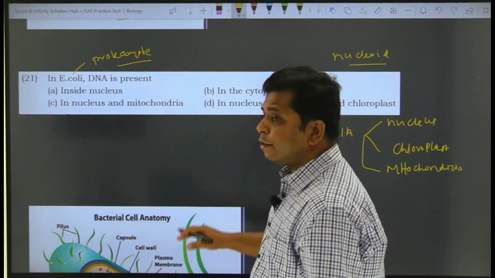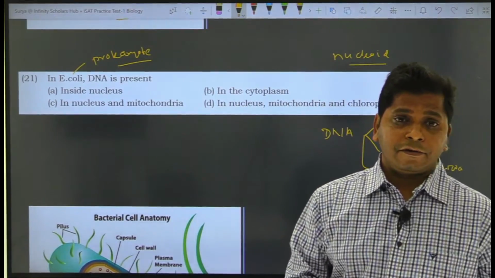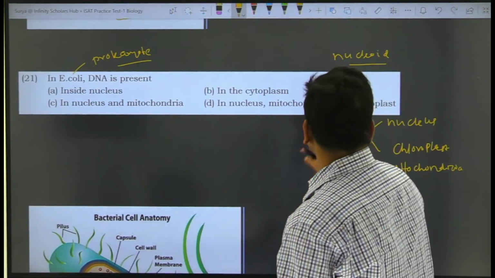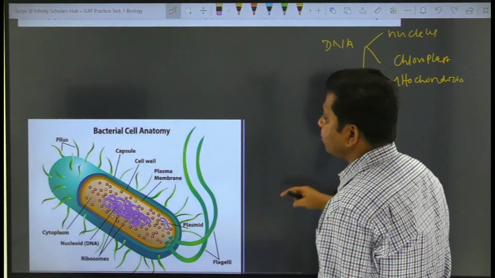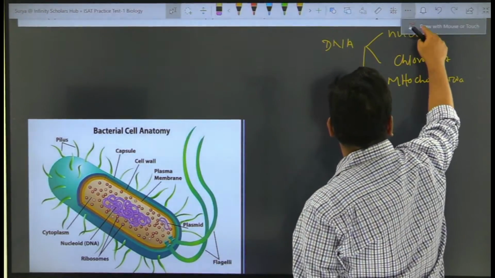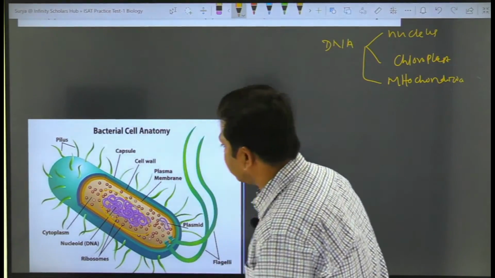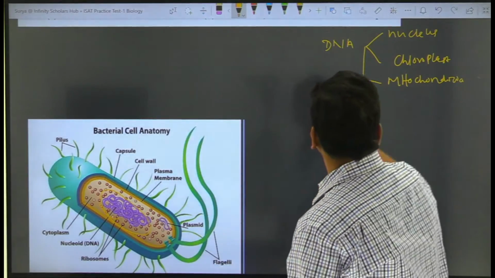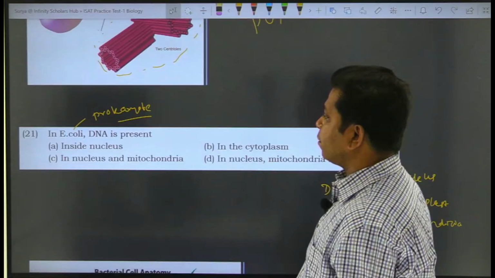In the cytoplasm, yes. As I said in the beginning, in prokaryotes the genetic material is suspended in the cytoplasm. If you look at the picture here, which is a prokaryotic cell, you can see that the genetic material is suspended in the cytoplasm and is not covered by any membrane. Therefore, the option that it is present in the cytoplasm is the correct option.